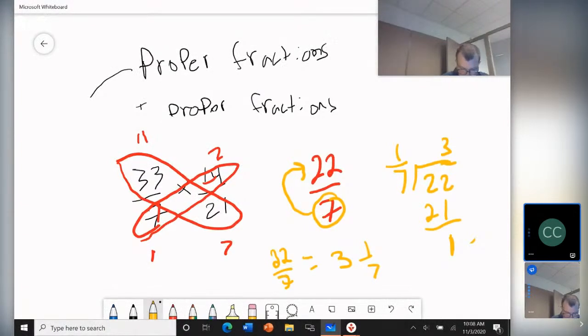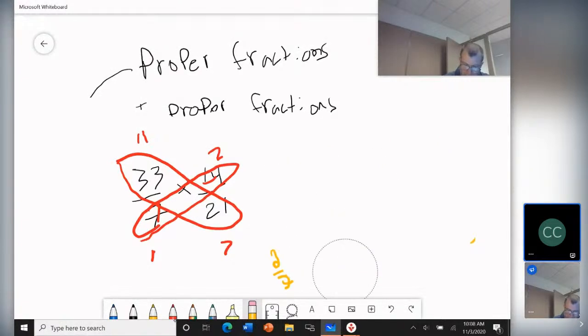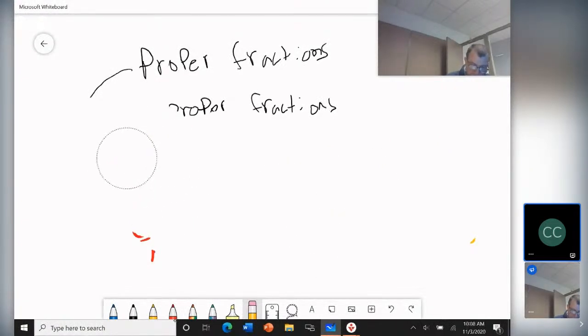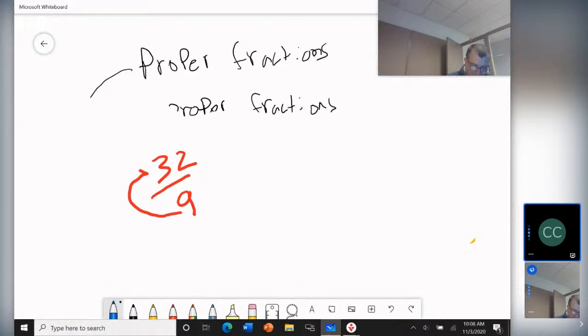Okay, so let's do a couple more here. We're not going to do multiplication. I'll just give you an improper fraction, and we can work out converting that to a proper fraction. So if we get 32 over 9, we're going to take this number and divide it into that number.